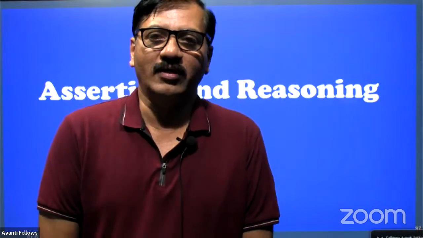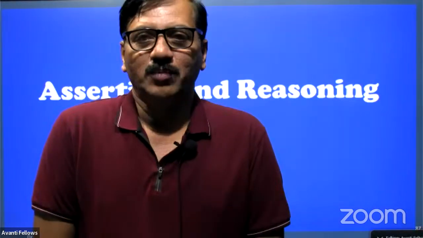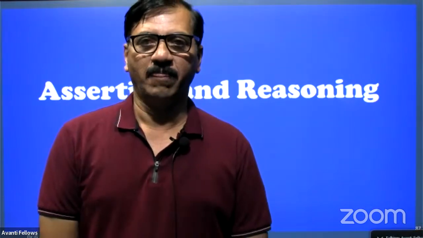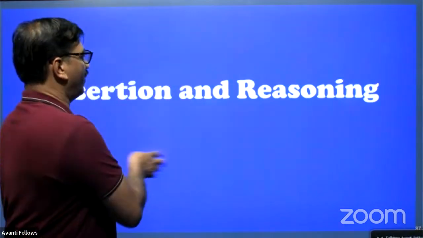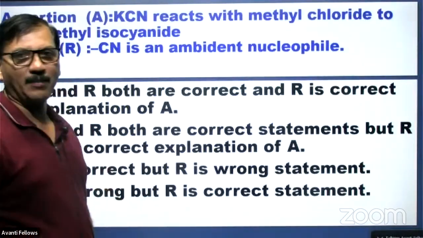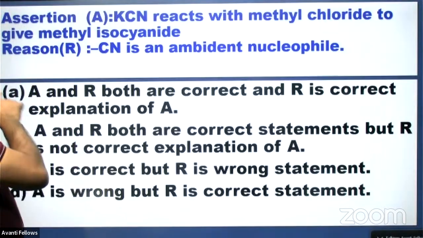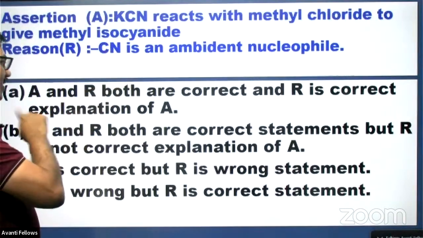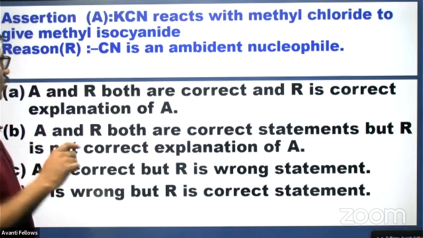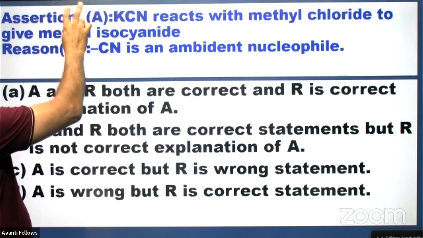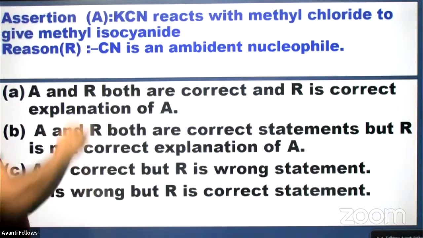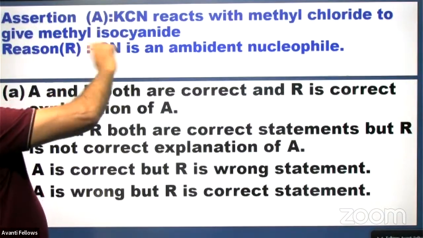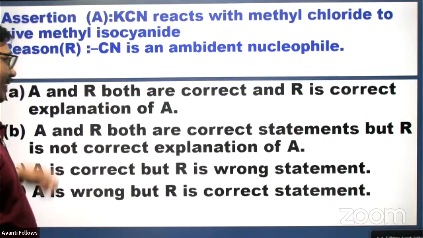Now another important part of the question paper is assertion and reasoning. We are likely to make many mistakes in assertion and reasoning, right? So CBSE is following a pattern in which option A is always that A and R both are correct, and R is the correct explanation of A. What we mean is there are two sentences, assertion and reason. Assertion is called A and reason is R.